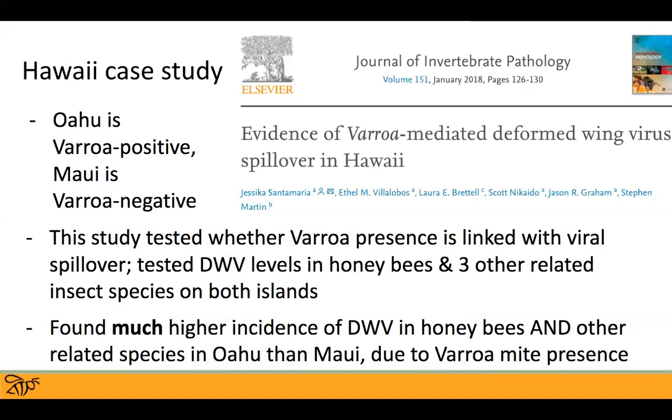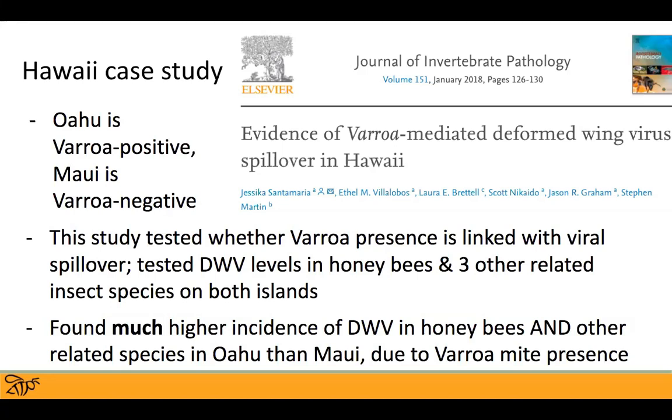Pretty much everywhere in the world has Varroa mites except for some islands that have managed to prevent the spread. One of these islands is Maui in Hawaii. But another island in Hawaii, Oahu, does have Varroa mites. So this basically gives us the perfect research setting to see how much of an impact Varroa has on spreading these pathogens to other species.